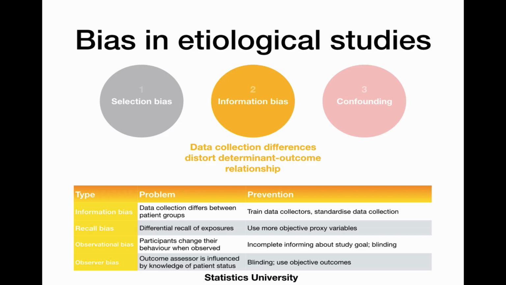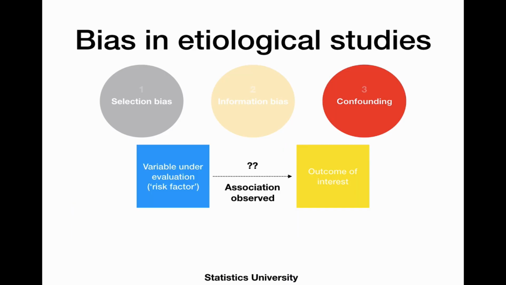Observer bias is the type of bias that occurs if the outcome assessor is influenced by knowledge of the patient status. And most of the time it is possible to blind the outcome assessor, so this should be done. And if not, then you can think of using more objective outcomes like mortality, for example, that do not allow room for interpretation on the side of the observer.